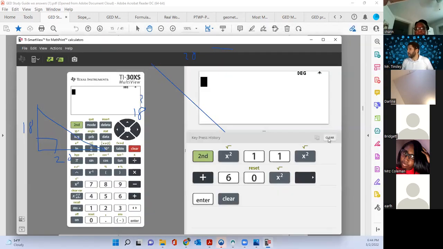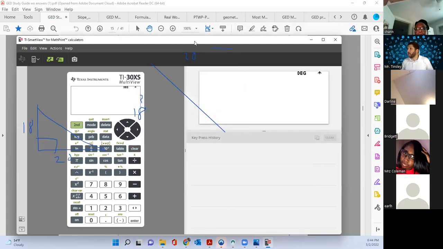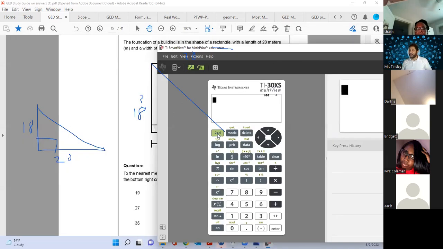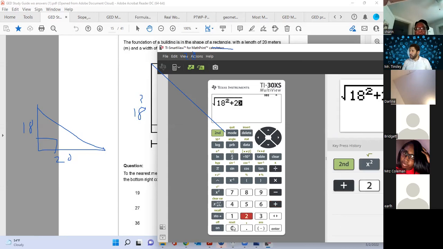Hold on, let me clear everything out. I don't know my hypotenuse. So since I don't know my hypotenuse, I'm going to add them. So second, square root, 18 squared plus 20 squared. Get out of my square root, hit enter.